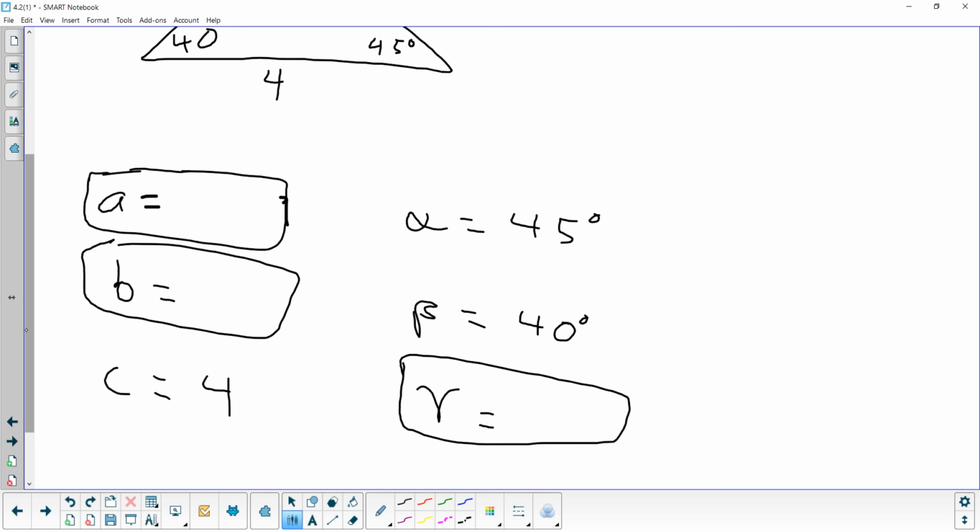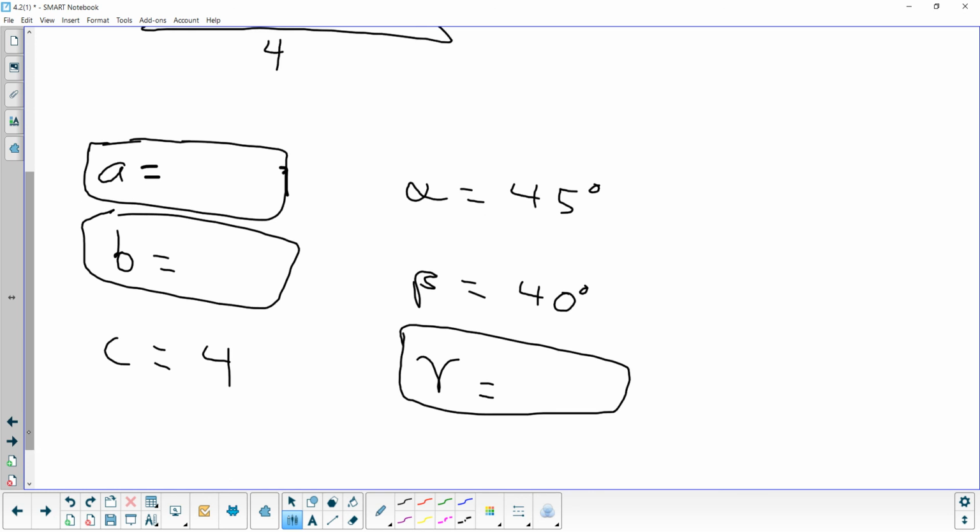No. Okay, let me ask the question a little differently. Could we make a row that has everything in it? If we can, then we can still do law of sines. But somehow we need to have a row with everything in it, either given or something we can find quickly, easily. Yes, we can make gamma. Okay, so we can find gamma. Can you tell me what gamma would be?